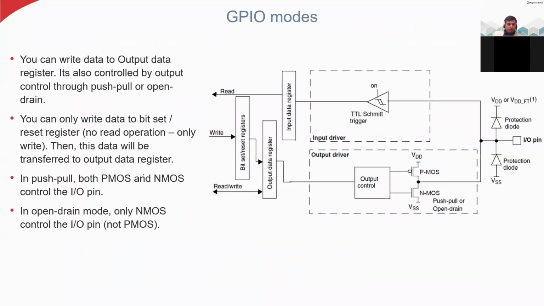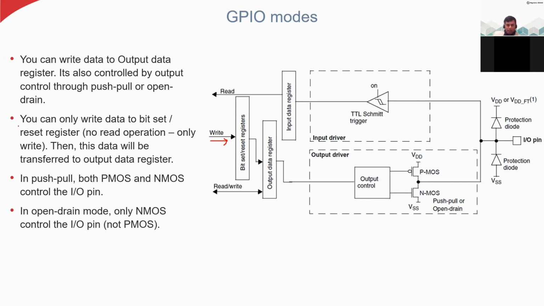Okay, so now we will move on further. This is just the schematic of a single pin. Here you can see the CMOS: we have the PMOS and we have the NMOS. Let us see here. You can write data to the output data register. This is the write. You are writing the data 0 or 1 into this output data register through these bit set reset registers.